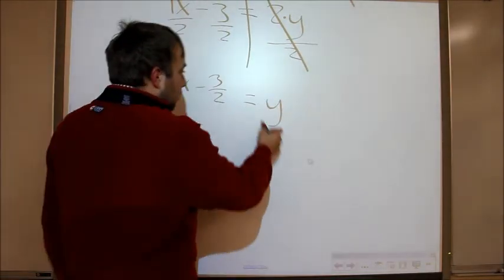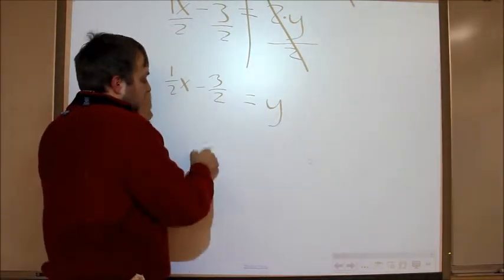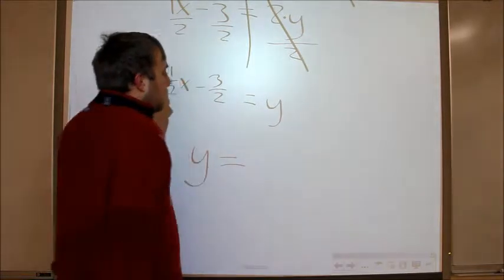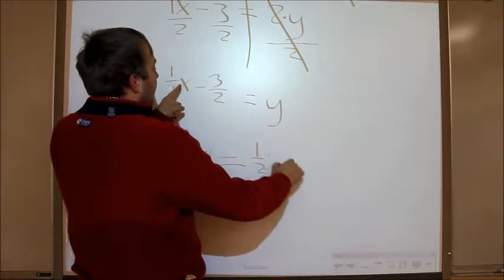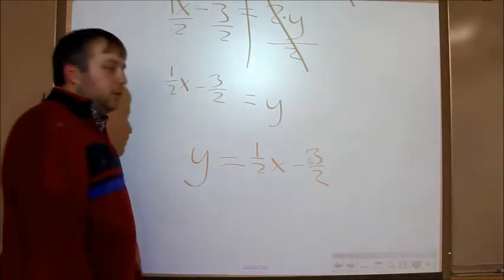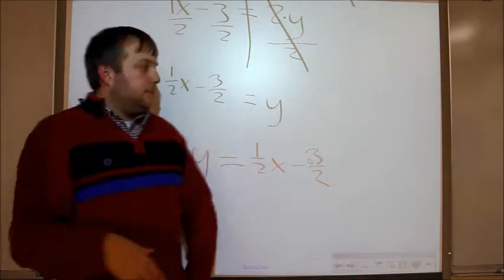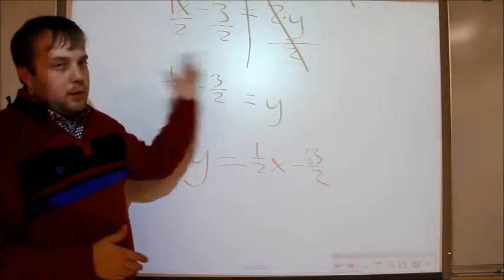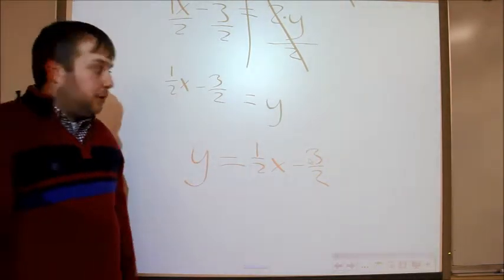Some of you might be like, I hate that look. Why do you have y all by itself over here? Well, sure, why not? Write y equals, then you go 1/2 x minus 3/2. If you are really, truly that picky, you could do it like that, but it's fine if you got y over there. That's the inverse.